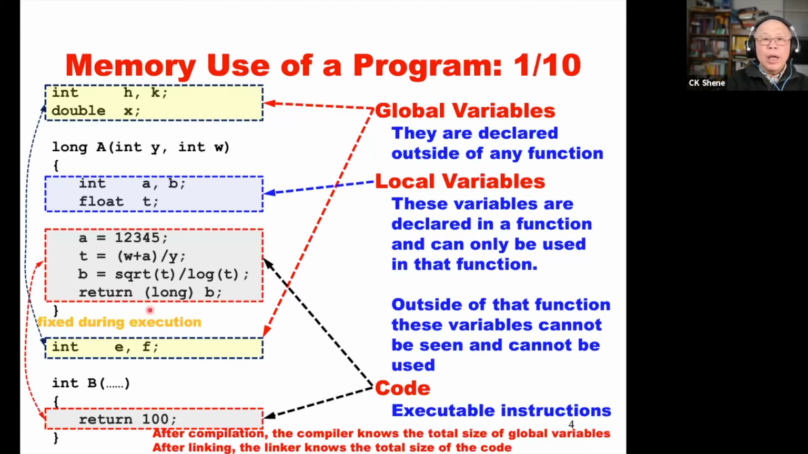And now X is a double, and suppose it uses 8 bytes. So in total, the compiler immediately knows there are 24 bytes for the global variables. And for the code here, right after translation, the number of instructions and the size of instructions are known. Therefore, after compilation, the size of the code in each function is known.